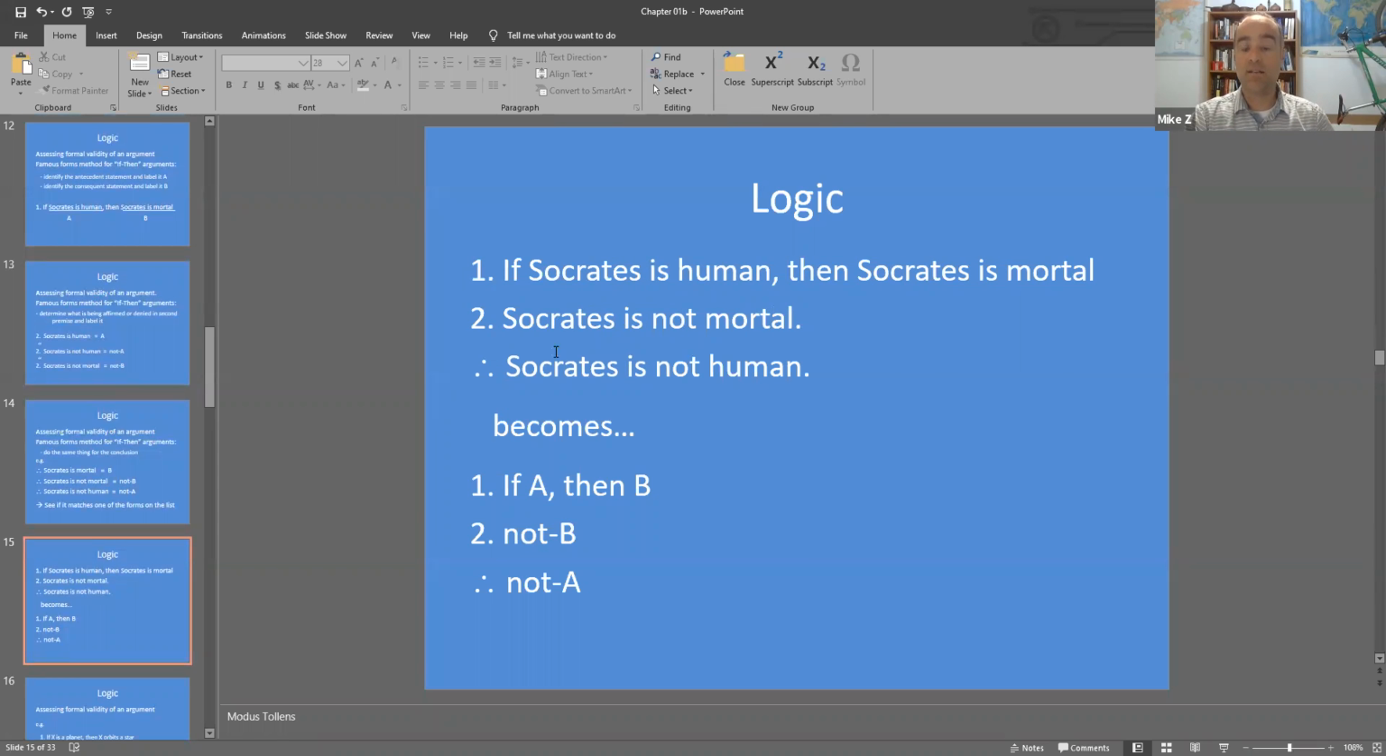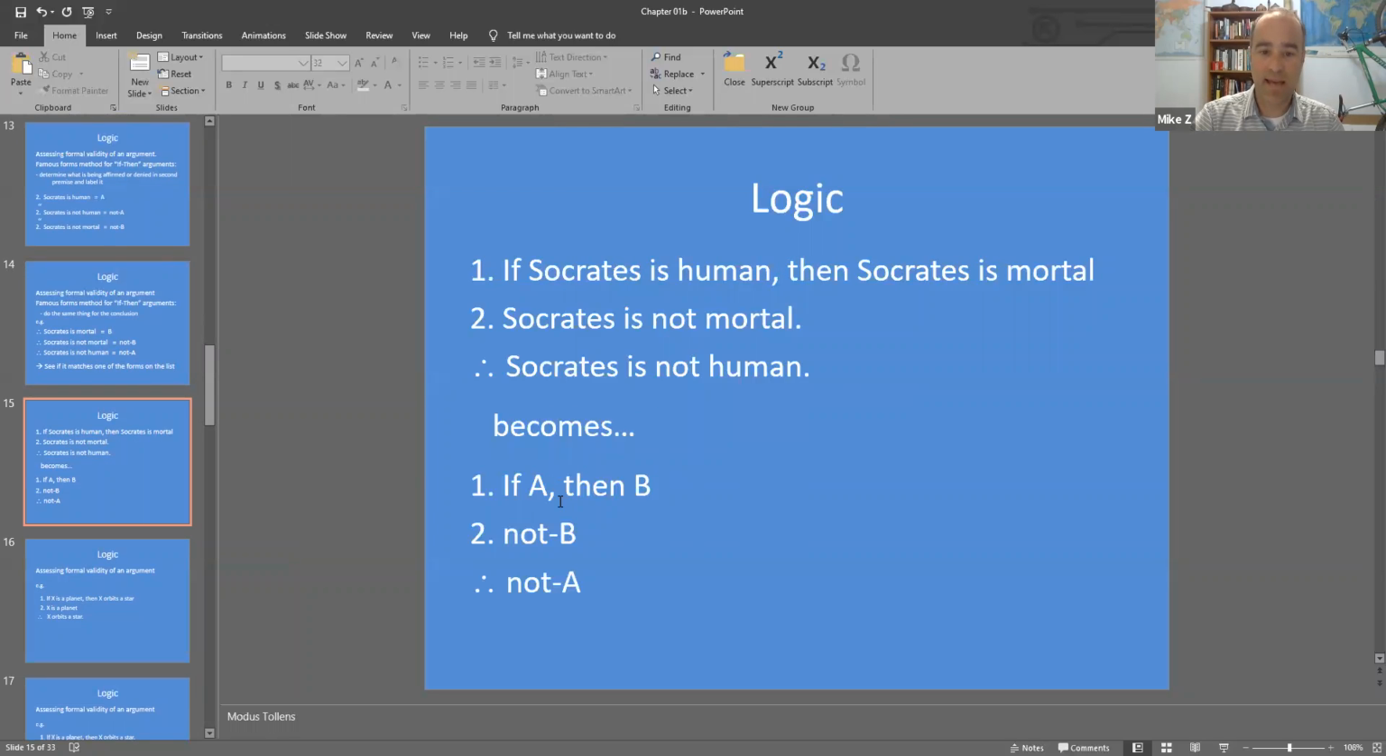So if we look at the whole argument altogether, we can see how it gets converted, right? If Socrates is human, then Socrates is mortal, becomes just if A, then B. And then the second premise, telling us Socrates is not mortal. Remember, B is the consequent here. And so if we say Socrates is not mortal, then that's not B. And the conclusion, Socrates is not human, that's not A.